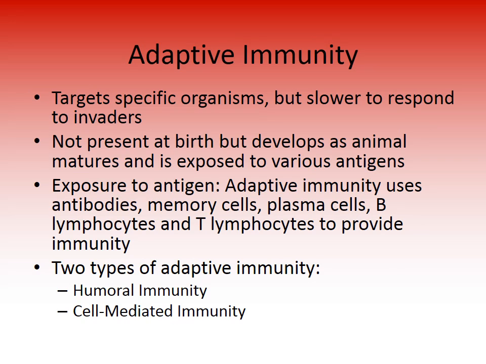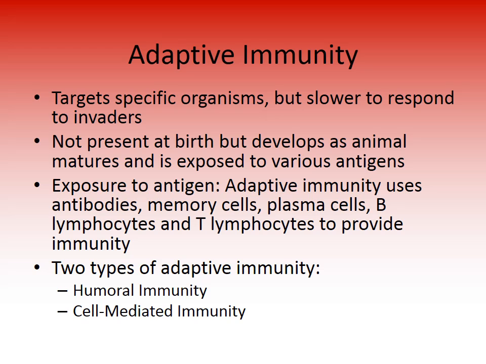And then we have adaptive immunity. Adaptive immunity targets a specific organism, but it is slower to respond to the invader. It's not present at birth, but develops as the animal matures and is exposed to various antigens. Upon exposure to antigens, adaptive immunity uses antibodies, memory cells, plasma cells, and B lymphocytes and T lymphocytes to provide immunity. All of these cells, which we've talked about in these past slides, play a role in adaptive immunity.